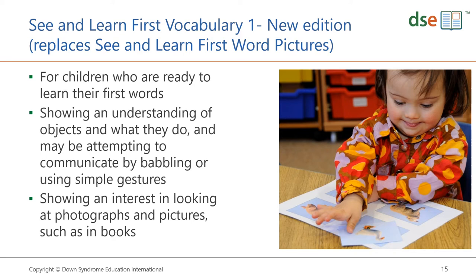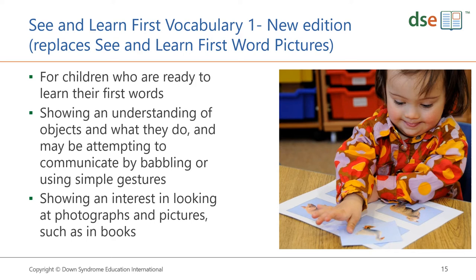So when our children are ready to start, like all our programs, this starts right at the beginning. The first vocabulary selects 60 words from the first 120 words that children learn. And First Vocabulary 1 is the new edition, which is an update and replaces See and Learn First Word Pictures.